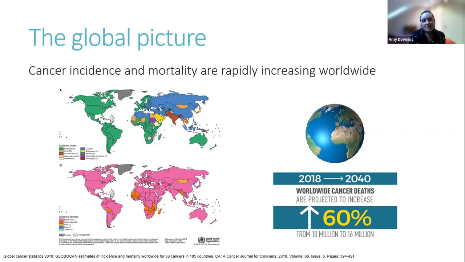But what this doesn't show is the differences in survival from these cancers. And these will really vary across the globe. And a lot of it's to do with the level of industrialization and development of the countries and the healthcare systems and the treatments that are available. In terms of mortality, because of the increasing population and the fact that most populations are surviving to older ages, we're going to see a massive increase both in incidence of cancer but also in deaths as well. So worldwide cancer deaths are projected to increase from 10 million to 16 million by 2040.